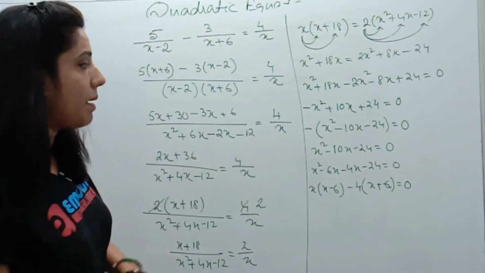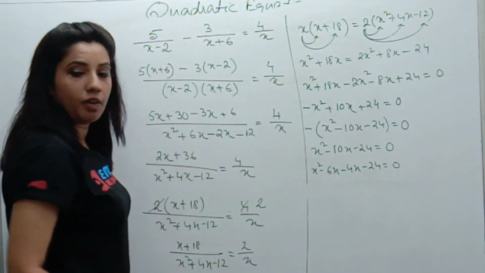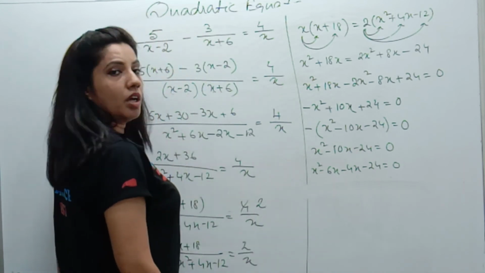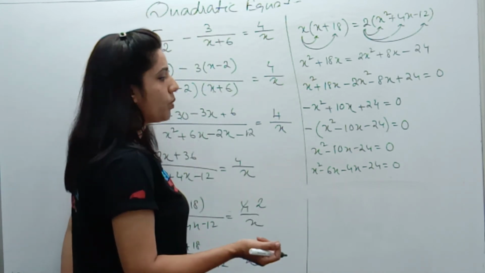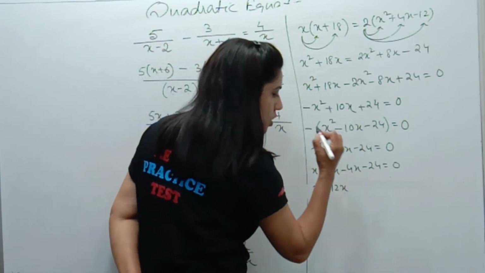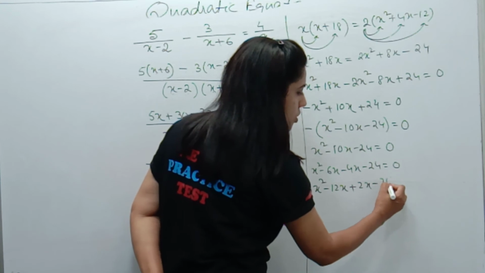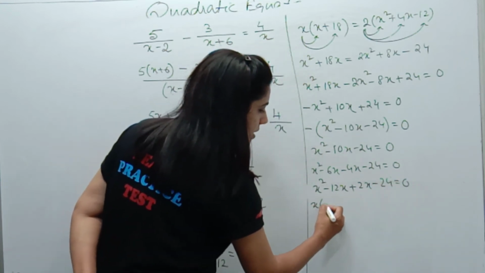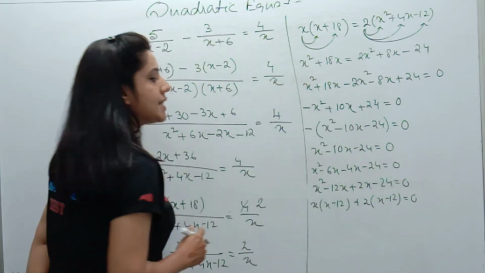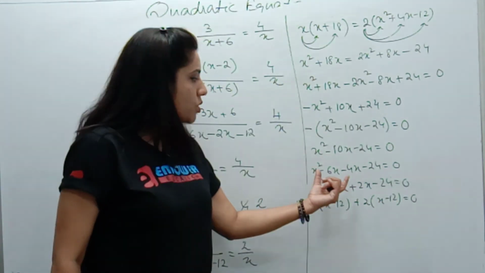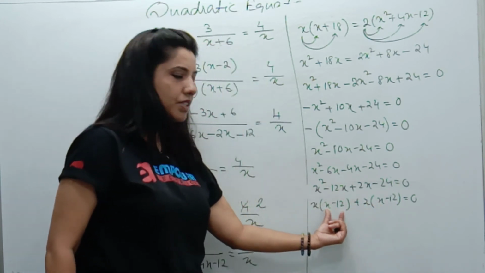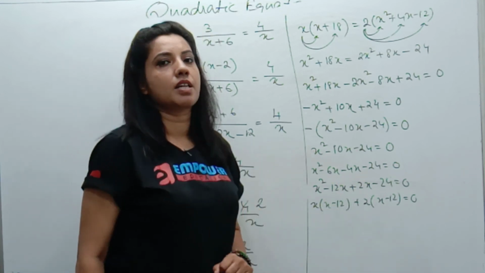So we need to think of some other factors of 24 which will give you 10. So 12 into 2 is 24 and 12 minus 2 will give you 10. So we will take those two factors. We will take minus 12x and plus 2x minus 24. Now take x common from here, x minus 12, plus 2 common, x minus 12. This is correct because whenever you split the middle term, you have to get the same factors inside the bracket. If you do not get it, that means the factors are wrong.